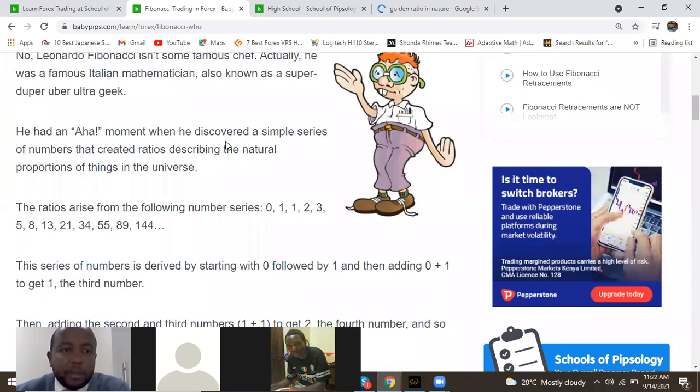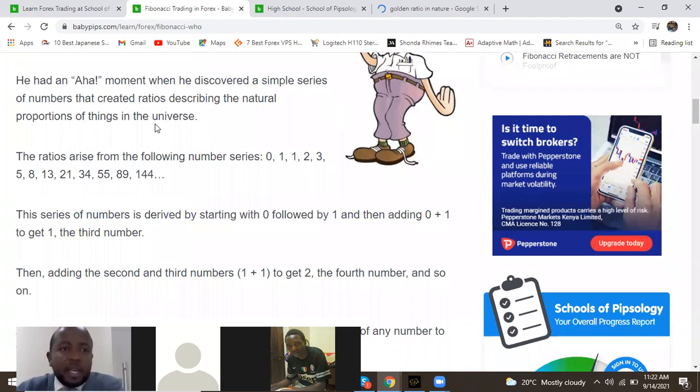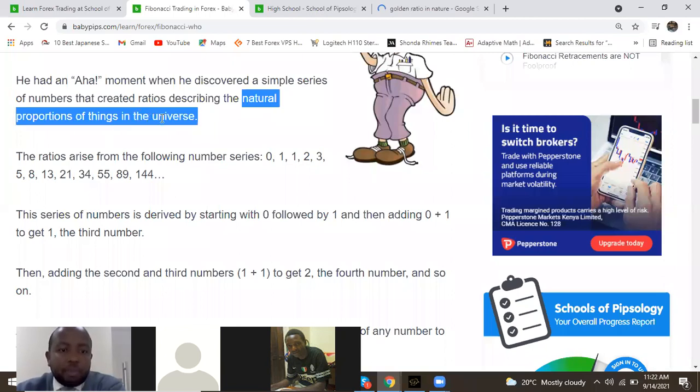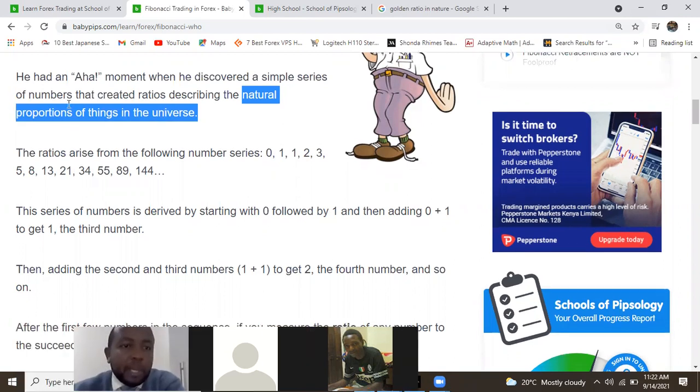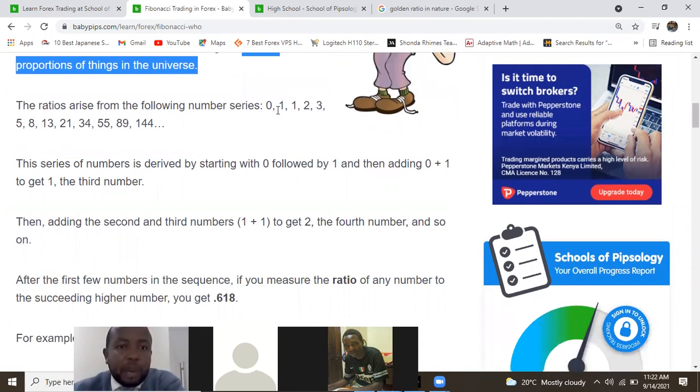So this is the guy. He had an aha moment when he discovered a simple series of numbers that created ratios describing the natural proportions of things in the universe. This is the most important thing. That is to mean everything happens for a reason, or probably everything is connected to everything, even the universe, ourselves, the way we think. This is what he was trying to come up with through numbers. So the ratios arise from the following numbers: 0, 1, 1, 2, 3, 5, 8, like that.